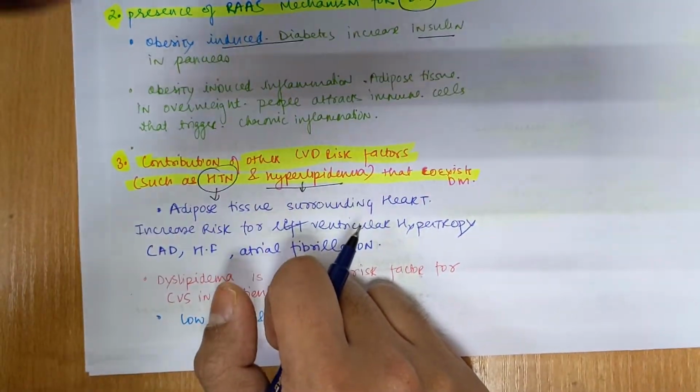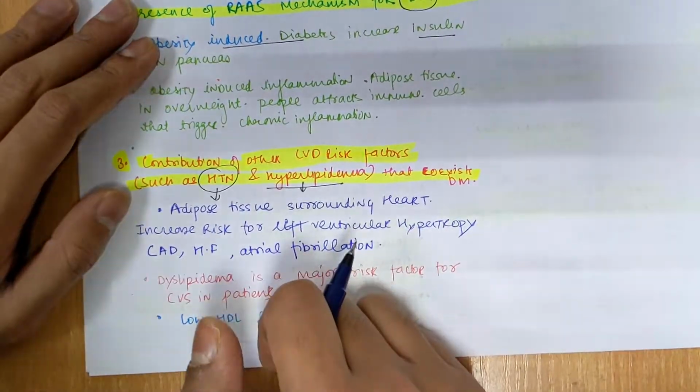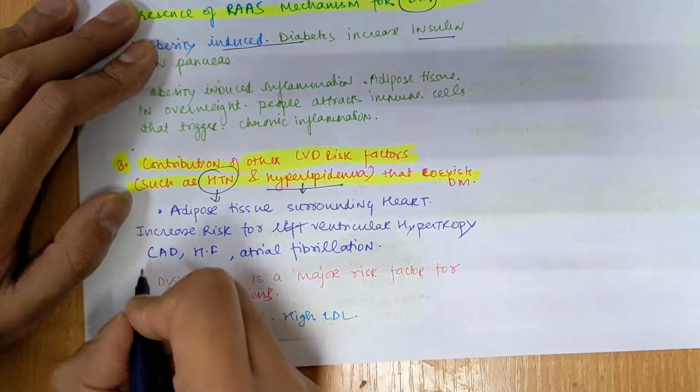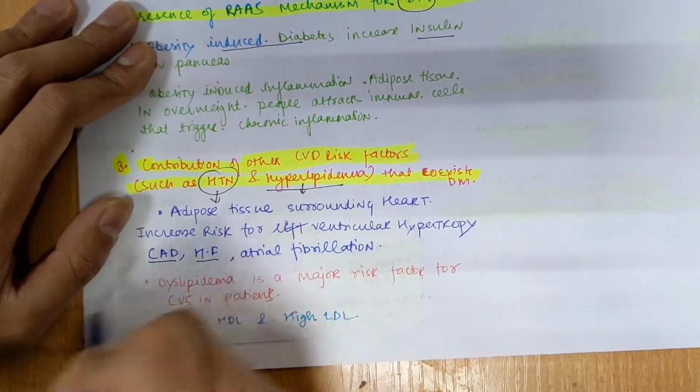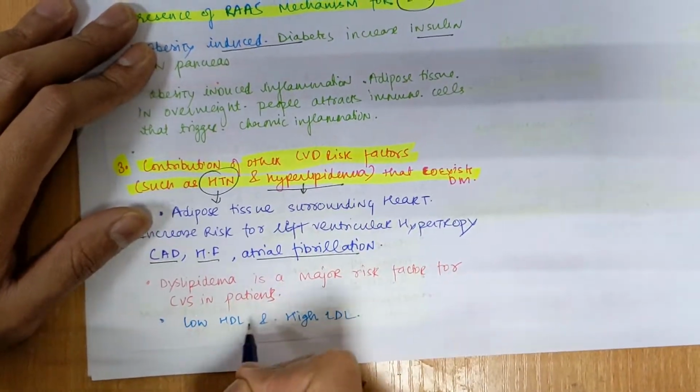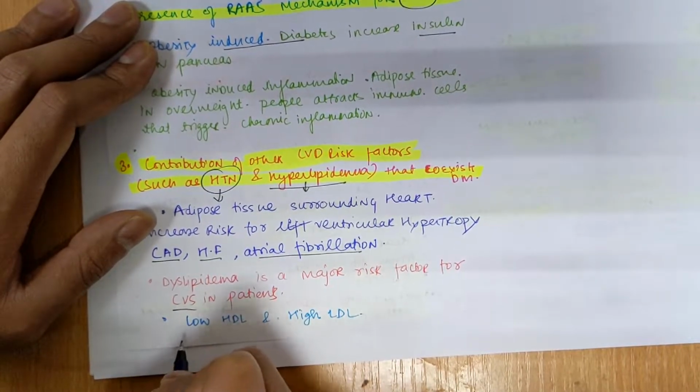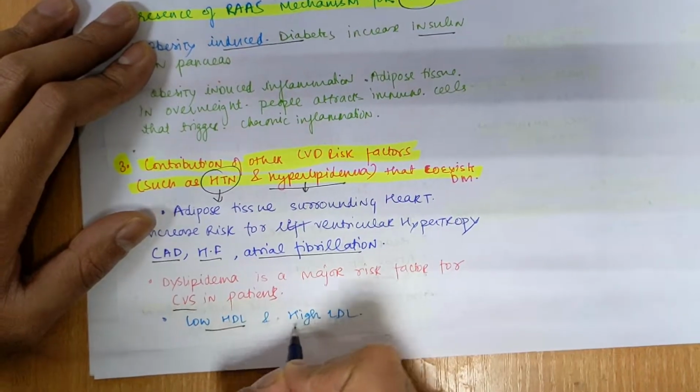So this will lead to an increase in the blood pressure of your body, and will further lead to many cardiovascular diseases, that is coronary artery disease, heart failure, and atrial fibrillation. And dyslipidemia is a major risk factor for the cardiovascular system, CVS in patients. Okay, and low HDL and high LDL.